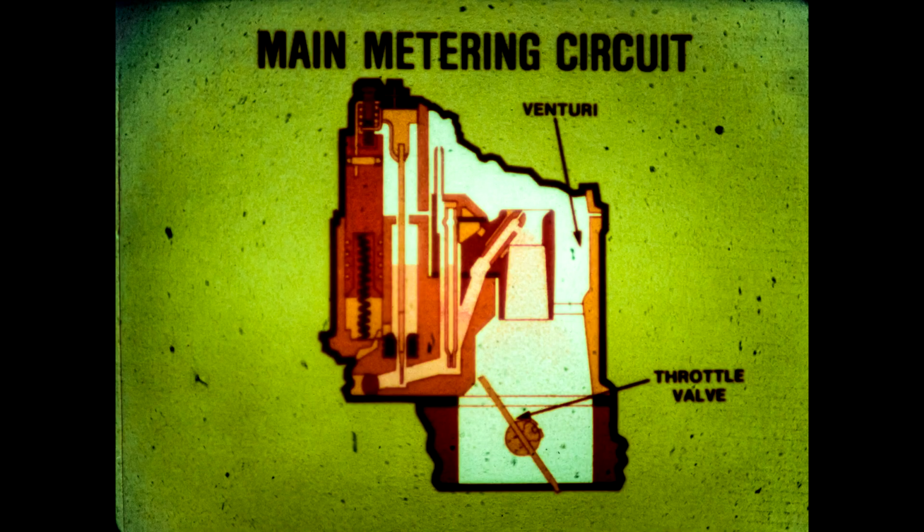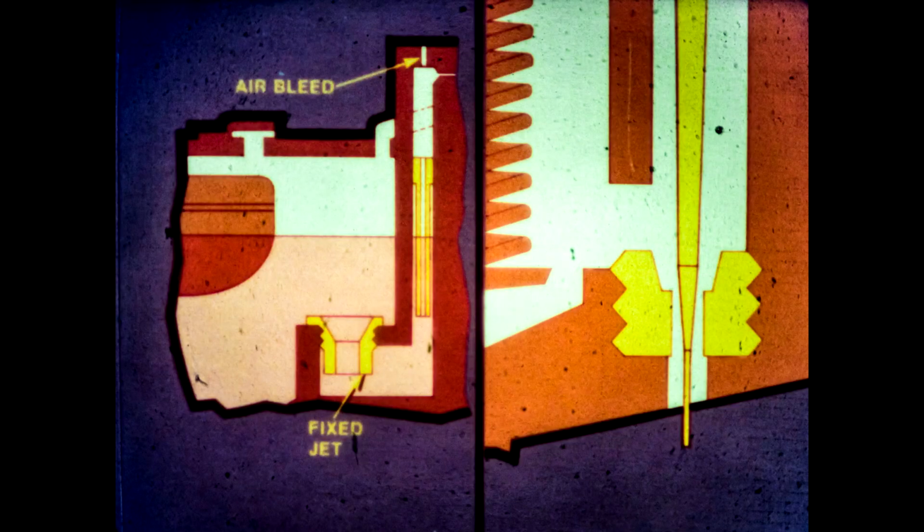Let's take a look at our next basic circuit, main metering. As throttle valves are opened and engine speed increases, airflow through the carburetor also increases. This increased airflow creates a low pressure in the venturi, and the main metering system discharges fuel. For main metering operation, some carburetors use a fixed jet with an air bleed, as shown on the left. Others use metering rods, as shown on the right. In the fixed jet type, fuel is metered in response to pressure differential by use of an air bleed.